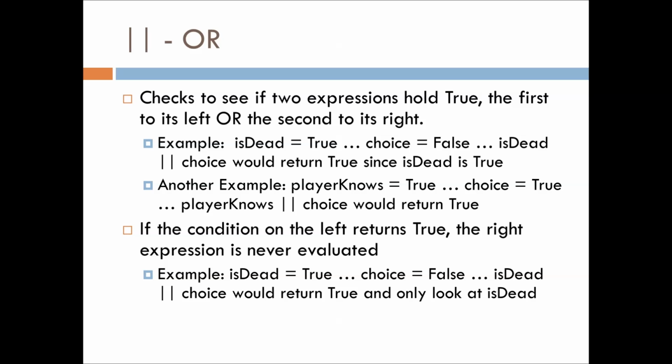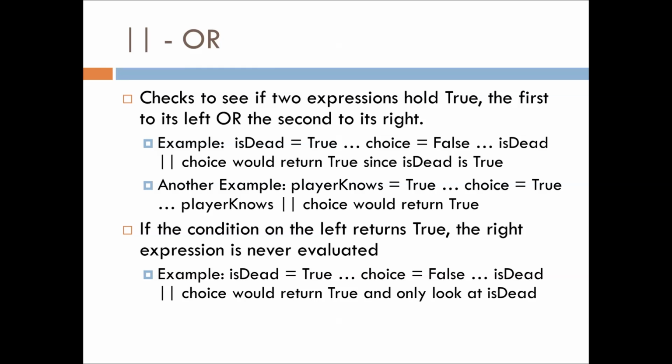Okay, let's look at another example. Player knows is true and choice is true. Well, they're both true, so it would return true. Assume for a moment that player knows is false. Then it would be false on the left and true on the right. It would still return true.